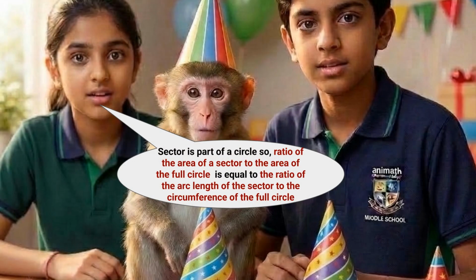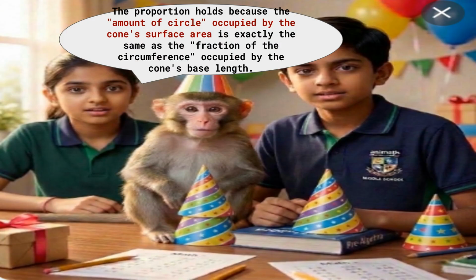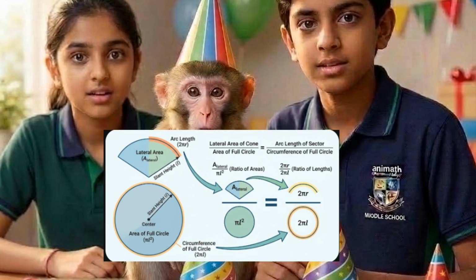A sector is part of a circle, so the ratio of the area of a sector to the area of the full circle is equal to the ratio of the arc length of the sector to the circumference of the full circle. The proportion holds because the fraction of the circle occupied by the cone's surface area is exactly the same as the fraction of the circumference occupied by the cone's base length. Look at the pictorial representation of what we discussed.